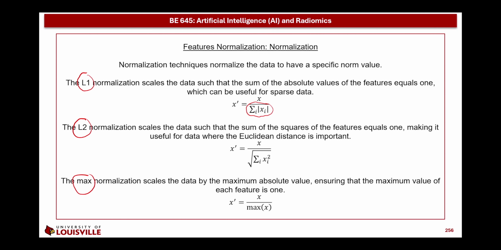L2 normalization scales the data such that the sum of the squares of the features equals 1, making it useful for data where the Euclidean distance is important. And this can be accomplished by dividing by the square root of the summation of the squares of each feature. Max normalization scales the data by the maximum absolute value, ensuring that the maximum value of each feature is 1, and this can be accomplished by dividing by the maximum value in the feature.